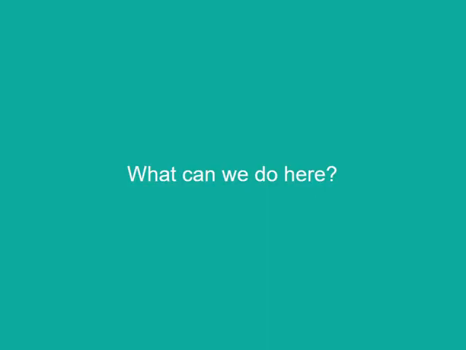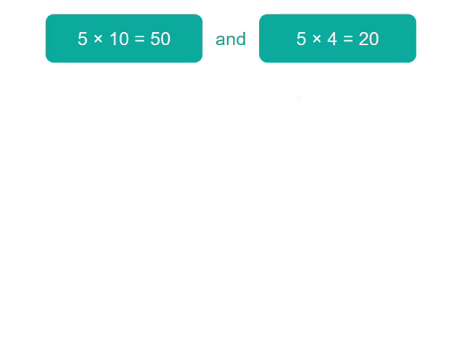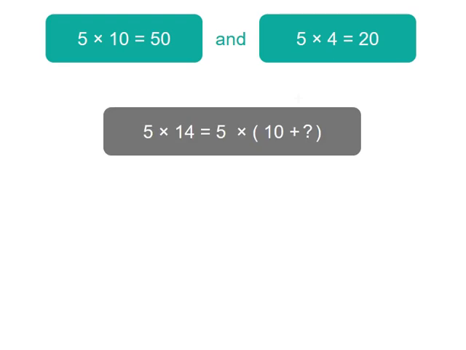Let's see how we can use the distributive property. What can we do here? We know that 5 multiplied by 10 equals 50 and 5 multiplied by 4 equals 20. But what we need to do is fill in where the question mark is here. We've got an equation that says 5 multiplied by 14 equals 5 multiplied by 10 plus something.